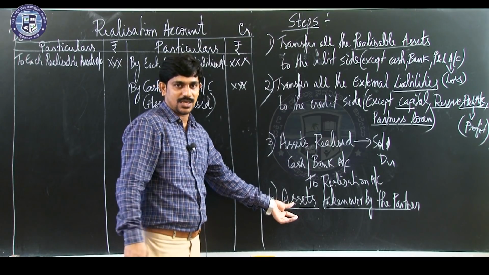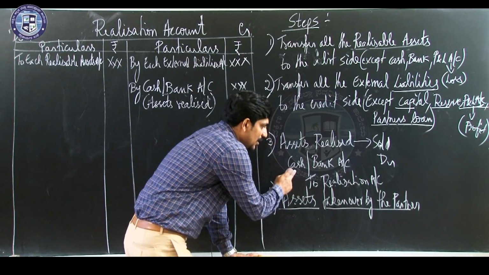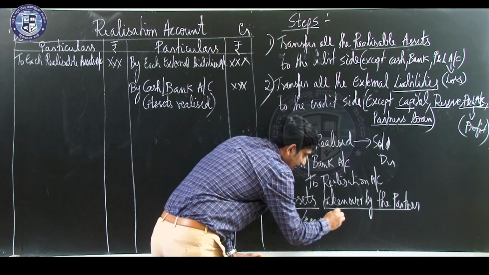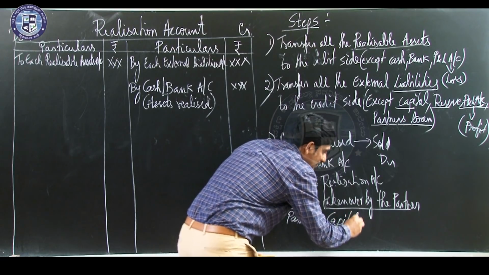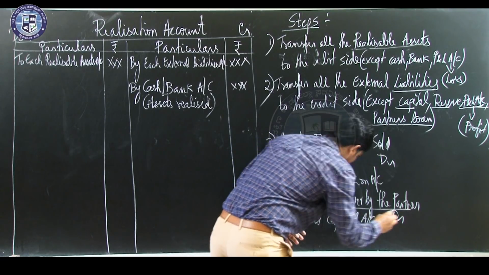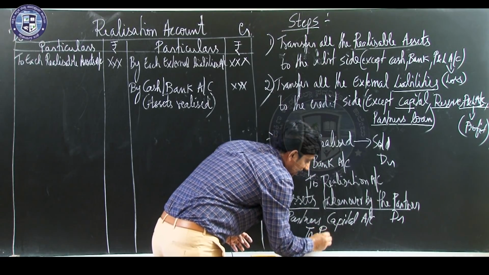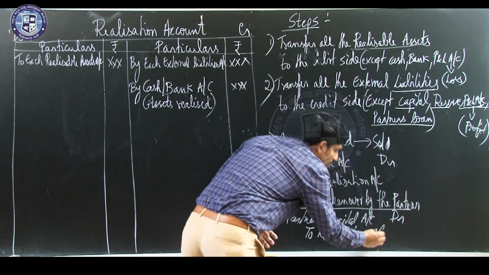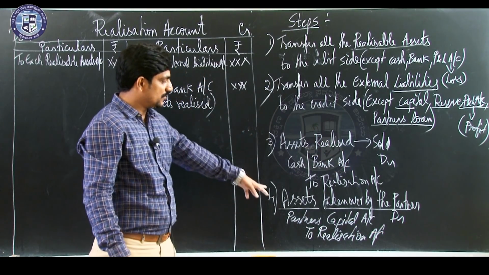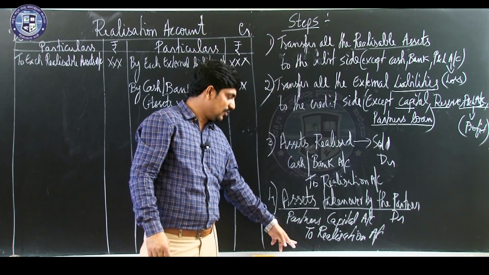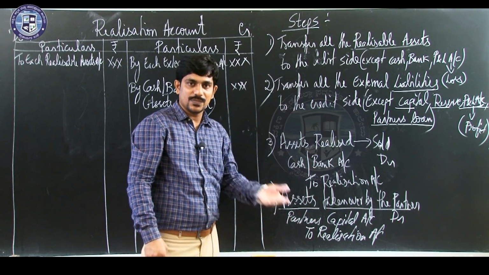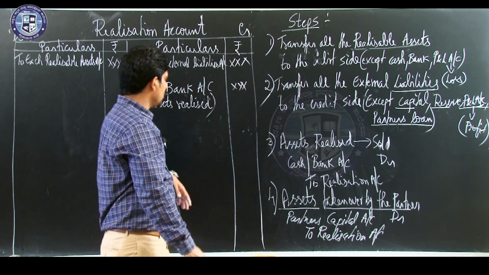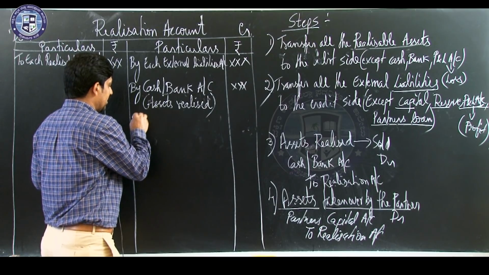So the partner will pay the cash. So the entry will be, instead of cash, the partner has paid. So partner's capital account debited to realization account. We cannot write the asset account because we have already closed the assets account. So the entry will be partner's capital account debited to realization account. Again, the business will receive money from the partner. The asset is given to the partner and from the partner the business will receive, so again it will go to the credit side.